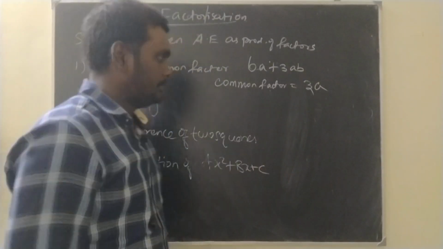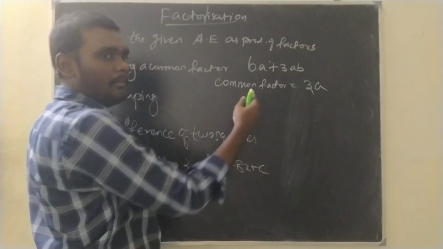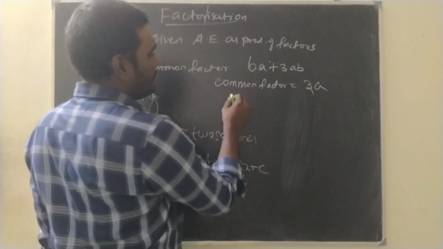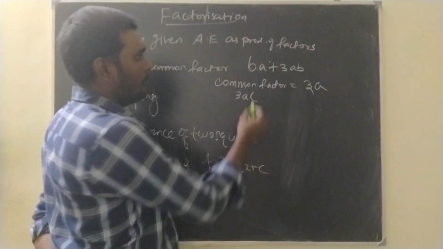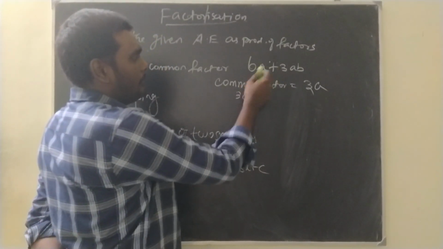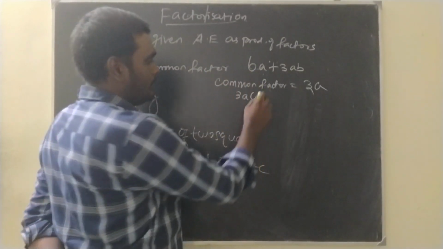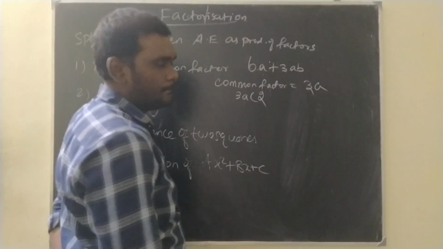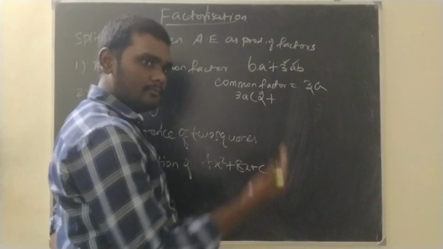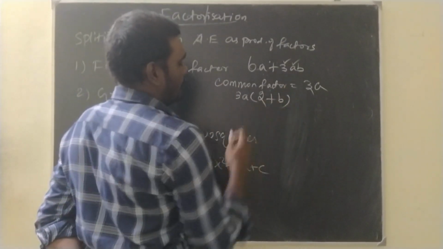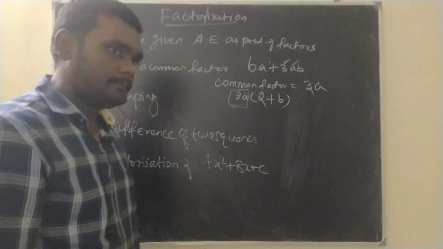Okay. And we are taking that common factor out. Finding a common factor and bringing that common factor out. So, 3a will be outside, and from the 6a, a went out, from 6, 3 went out, then 2 will be remaining, plus this 3 went out, this also gone out, then plus b. So, now 3a is one factor, 2 plus b is one factor.